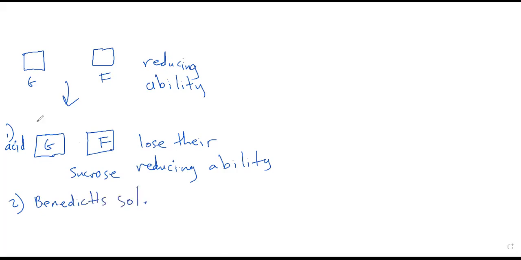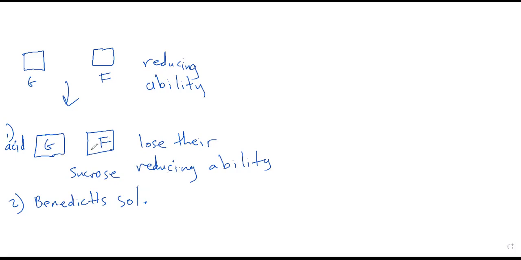So if we add acid first, which we know will break the bond, giving us back glucose and fructose, when we go ahead now in the second part to add Benedict's solution, are we adding Benedict's solution to sucrose, or is it now glucose and fructose? It's going to be added to glucose and fructose because now it will be testing for reducing sugar.